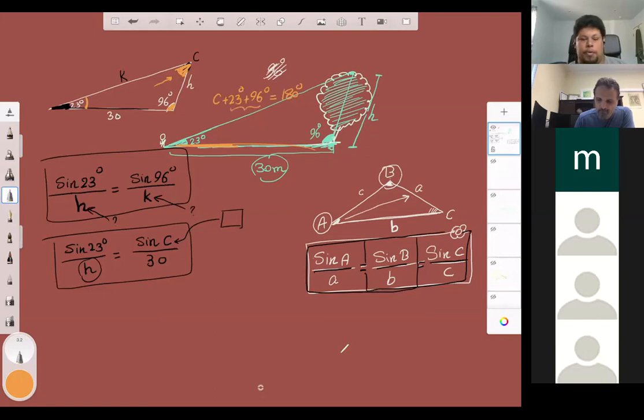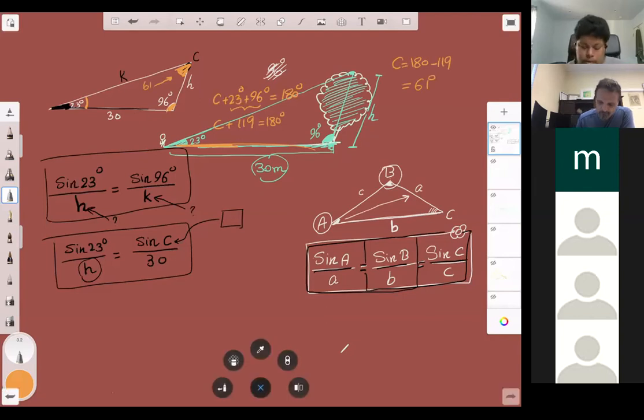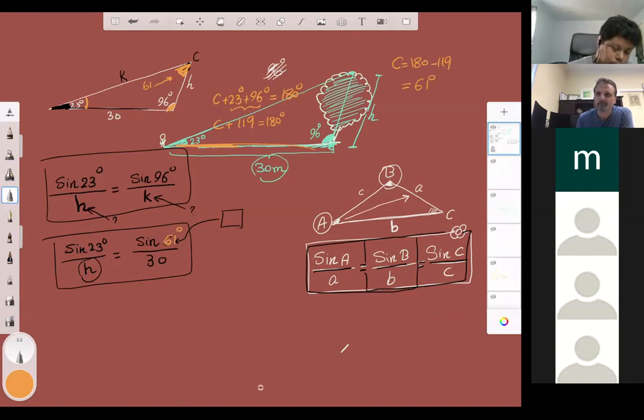If you add them, 119, correct? The 119 plus C equals 180 degrees. Then C will be 180 minus 119, which is 61 degrees. So C will be 61 degrees. So instead of this C, I can put 61 degrees. Now we can solve for H.